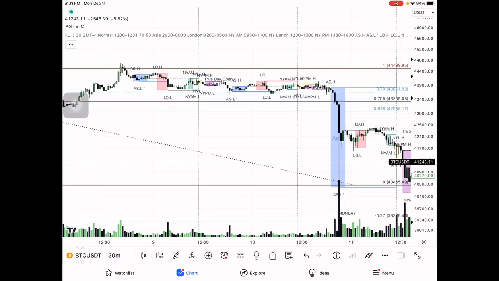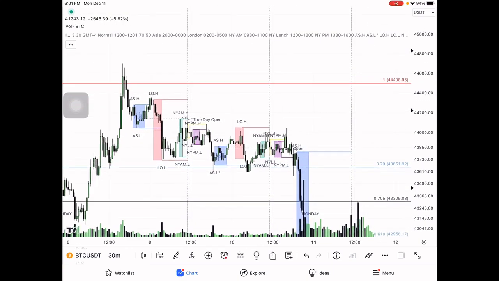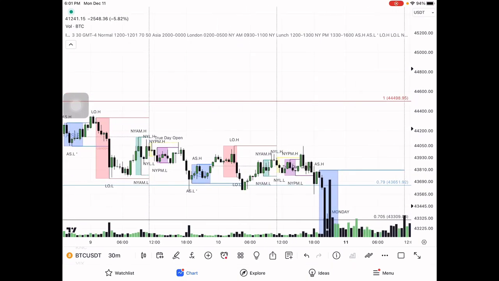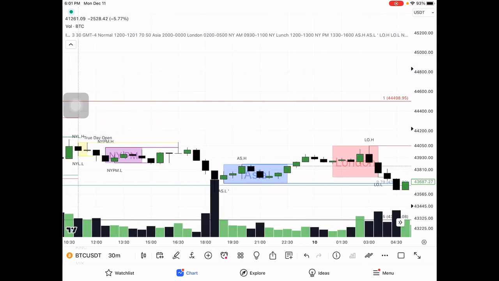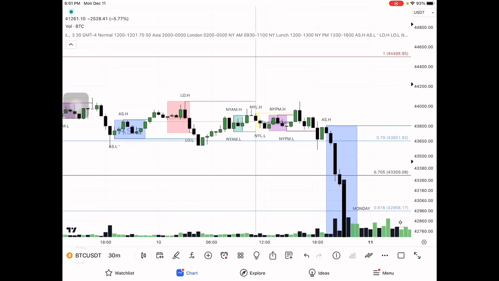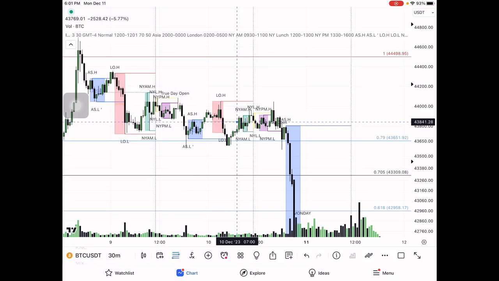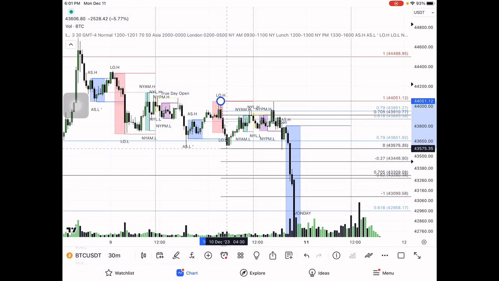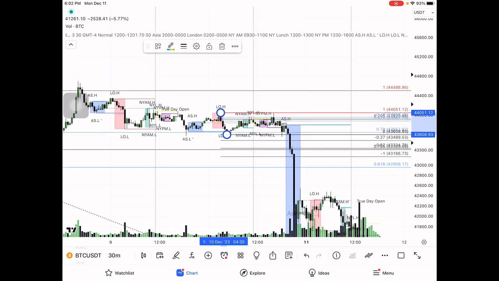So right now, let's talk about here. Where's London? Okay, so here we have Asia low, Asia high, and it took out the liquidity, and then it came down. And what happened here? Take a look at this. We have London high, London low, optimal trade entry, and bam, dump. How beautiful is that? Don't you feel happy seeing this?